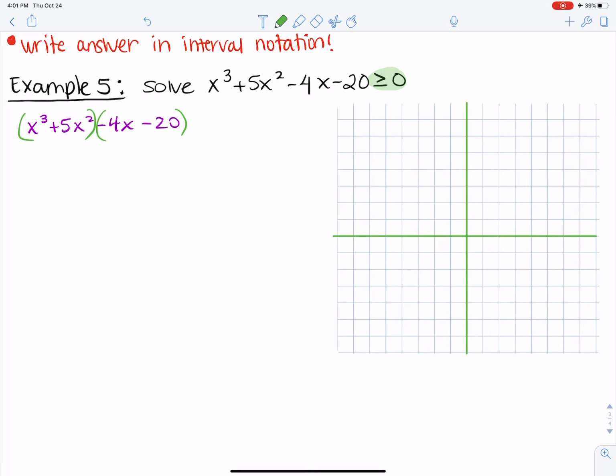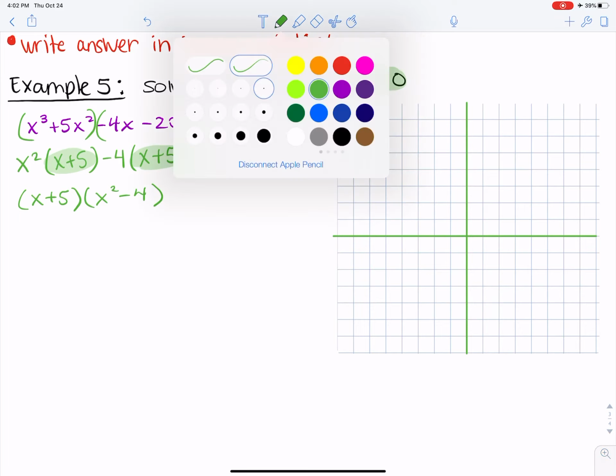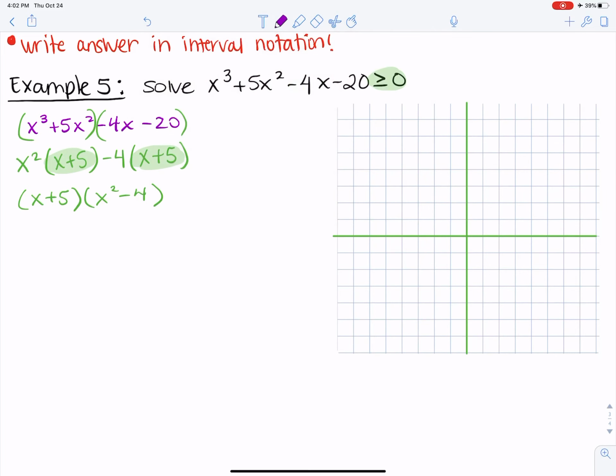But what I can do is take this x squared out of this first term. x plus 5 is what that ends up equaling. Minus 4, you take that out, and that's x plus 5 again. And look at that, we have a GCF. This x plus 5 and this x plus 5 are the same. So we pull that out, x plus 5 in the front, and x squared minus 4 in the back. Now, it doesn't matter. Can you put it the opposite way? Yeah, definitely. You can do what you like, as long as it's right.